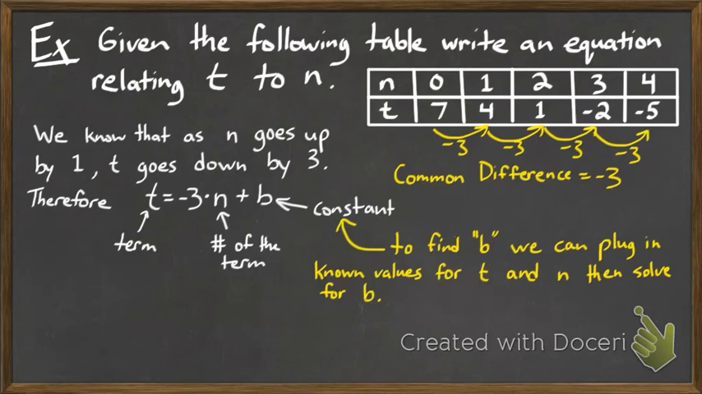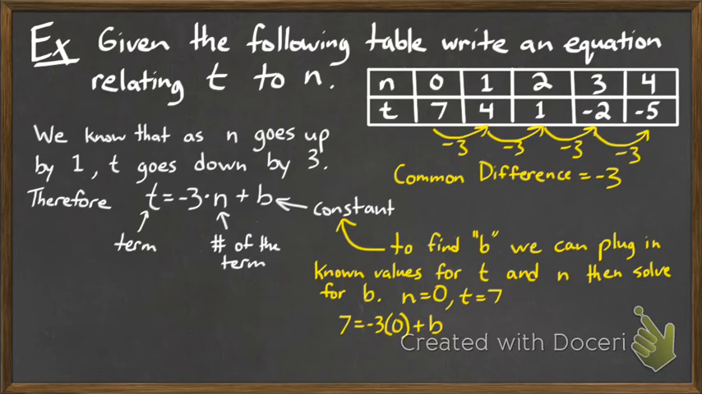Now, looking at our table, I could pick any set of numbers, but you want to pick a set of numbers that's going to make your algebra a little easier. For me, numbers like zeros and ones are usually the ones you want to pick. So we're going to pick our first set of numbers, n equals 0 and t equals 7. We can plug it in. So when t is 7, that equals -3 times 0 plus our constant b.